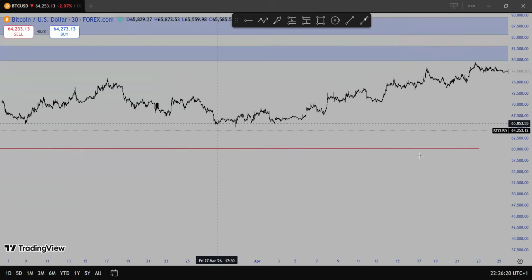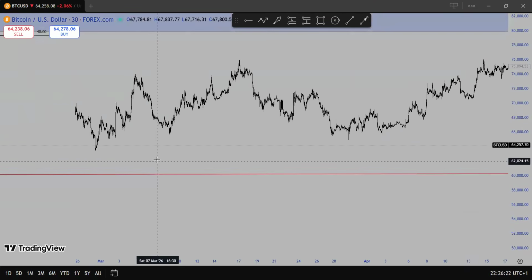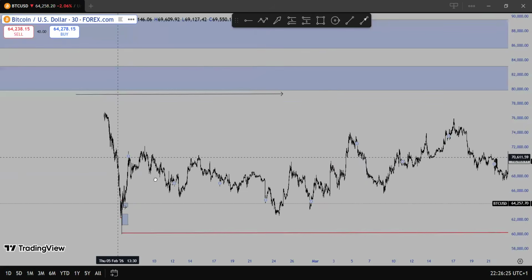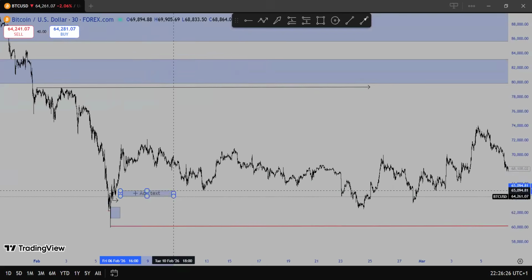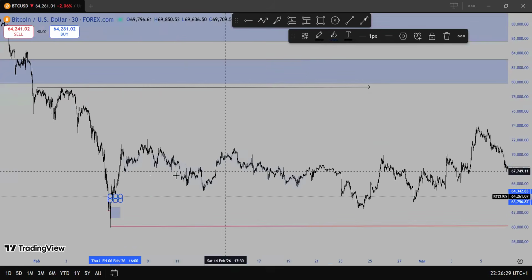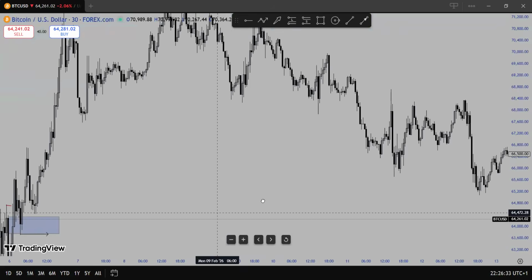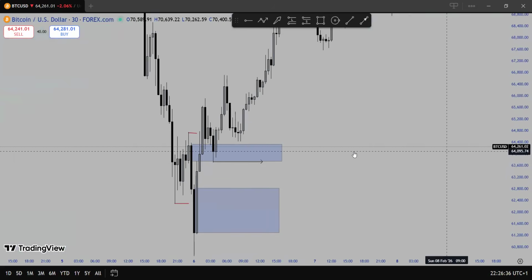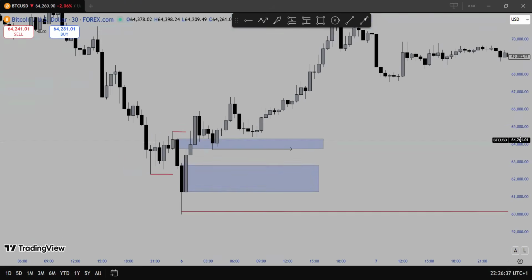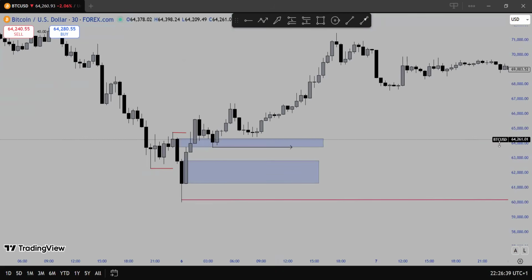So when we have this zone, this is where we are currently. We got this market structure shift, and we have 2 points of interest we can take our buy from for this correction move. The first breaker block and then the order block.